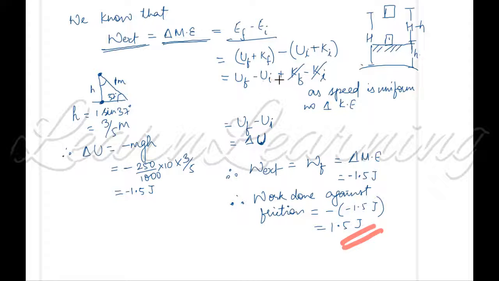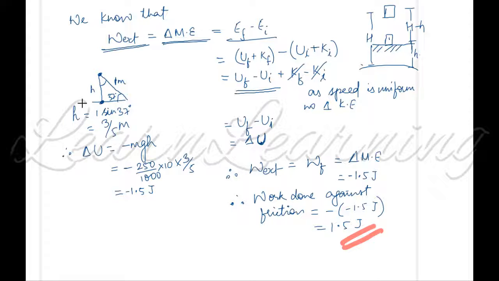Now the final energy will be equal to the final potential energy plus the final kinetic energy, minus the initial potential energy plus the initial kinetic energy. So this gives you this and this. Now since the velocity is uniform, there is no change in kinetic energy. So the final kinetic energy will be equal to the initial kinetic energy. So totally we see that there is only a change in the potential energy. Whatever the external work done is, that will be equal to the change in potential energy.